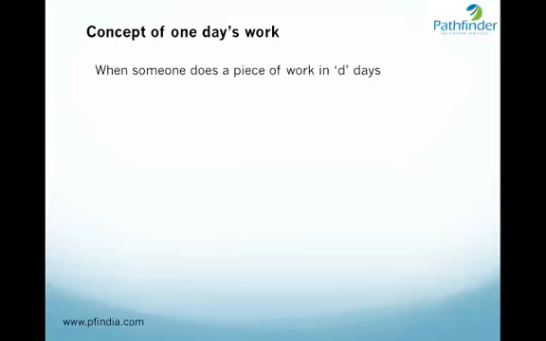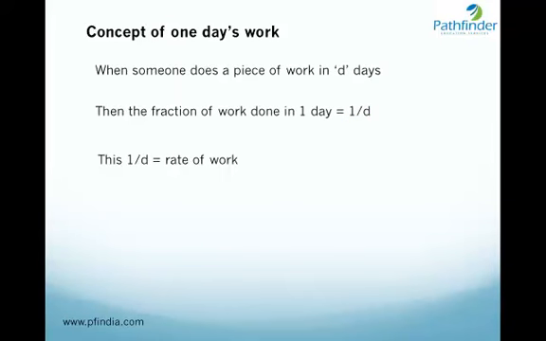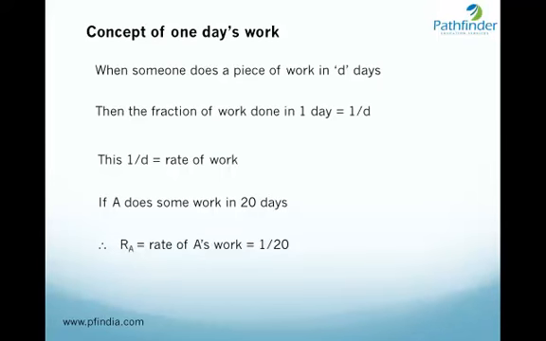Concept of one day's work. When someone does a piece of work in D days, it implies that the fraction of work done in one day, or one day's work, can be written as 1 upon D. Similarly, this 1 upon D is also known as the rate of work. If A does a piece of work in 20 days, then rate of A's work or A's one day's work is 1 by 20. If B does some work in 30 days, then rate of B is equal to 1 by 30, or B's one day's work is 1 by 30.